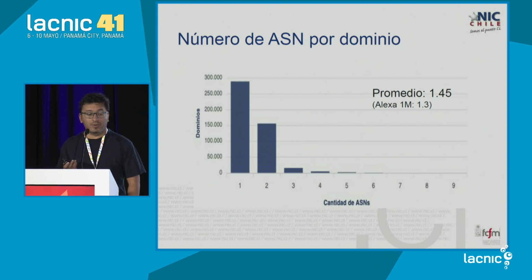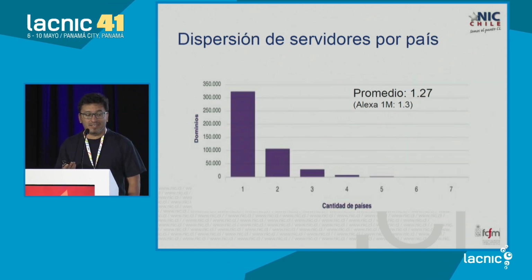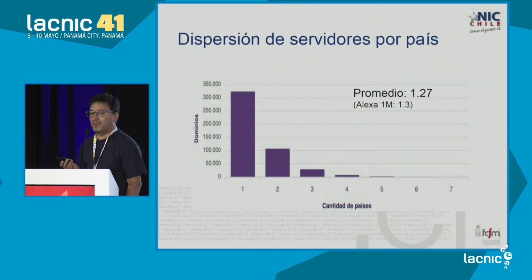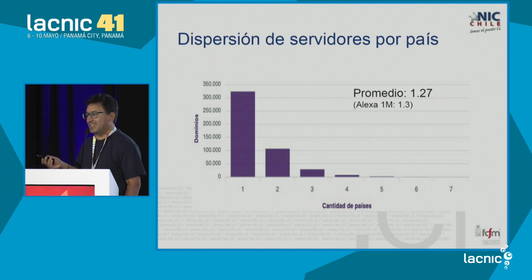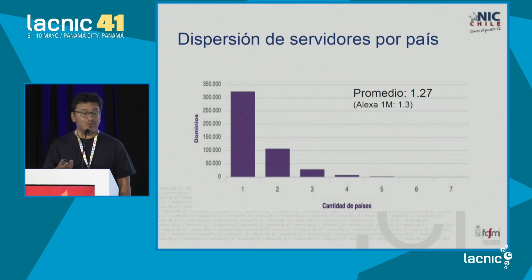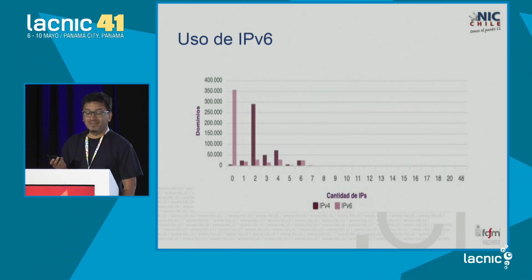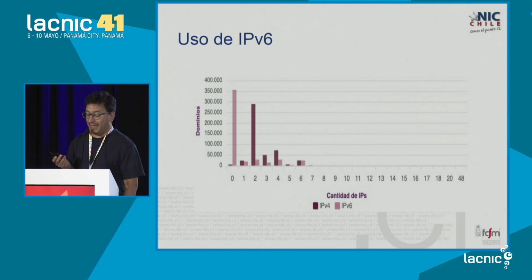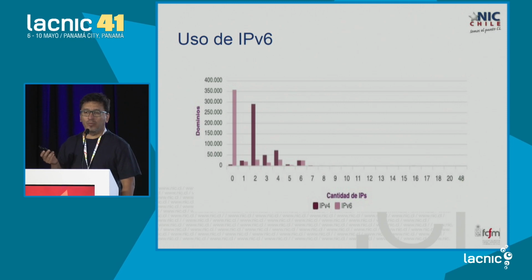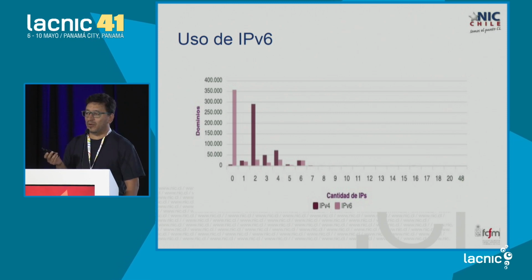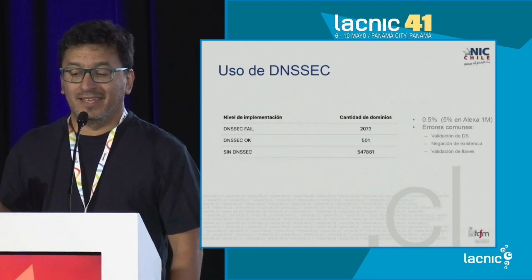We also have the autonomous systems. According to the recommendation, hopefully these are 2, but we just have 1. The distribution by country, according to the recommendation, for this to be robust and resilient, we should have 2, but the majority just have 1, and the average is 1.27. The use of IPv6, as you can see, is very, very low compared to IPv4. This is 2020. Today it's a bit better. I cannot say that it is far better, but it's a bit better.